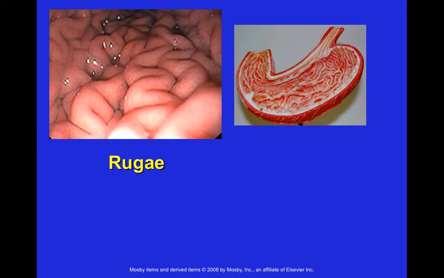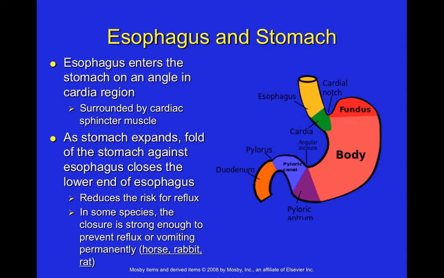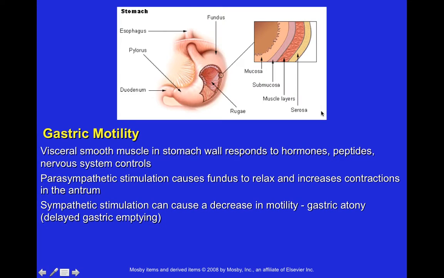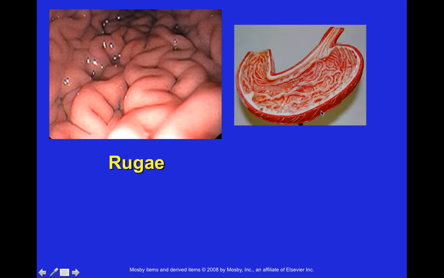So this is a picture of rugae. Just going back, remember how I was saying that the fundus can expand almost exponentially. It can get really, really big in size. It's like when we eat way too much Thanksgiving dinner or Christmas or holiday dinner and we feel sick to our stomachs because we've eaten too much, right? Our stomach has expanded that much.